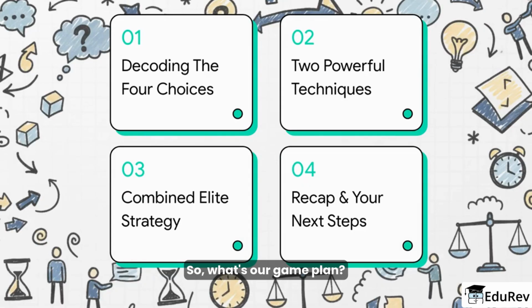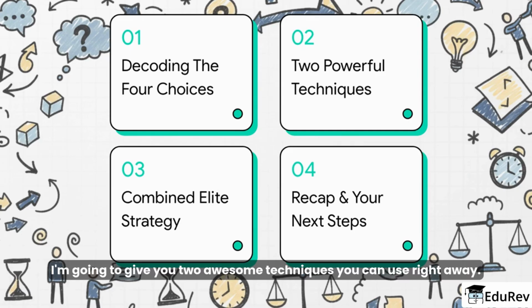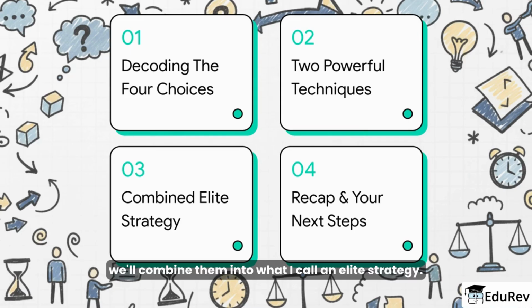So, what's our game plan? First, we'll break down the 4 answer choices, what they really mean. Then, I'm going to give you 2 awesome techniques you can use right away. After that, we'll combine them into what I call an elite strategy. And finally, we'll do a quick recap and talk about your next steps for success.